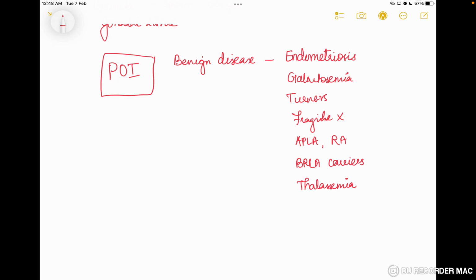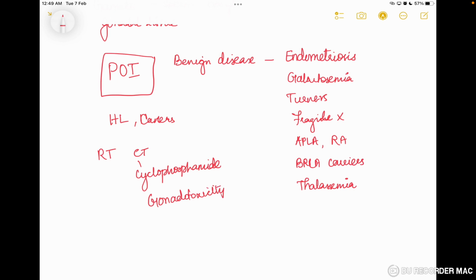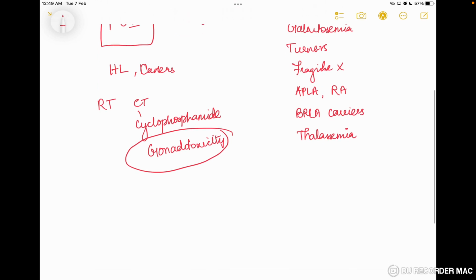And this is also because of malignancy, say some Hodgkin's lymphoma or some hematological malignancy, for which they are taking radiotherapy and chemotherapy. For example, cyclophosphamide is toxic to the gonads. So gonadotoxicity is another reason for which we have to plan for fertility preservation before beginning the treatment.